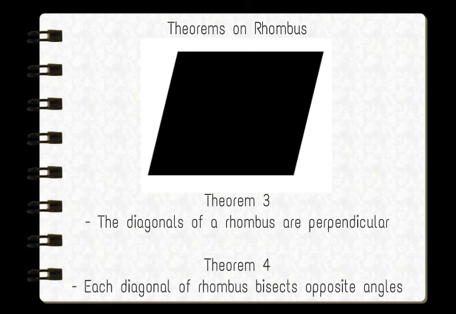Theorems on rhombus. Theorem 3. The diagonals of a rhombus are perpendicular. Theorem 4. Each diagonal of a rhombus bisects opposite angles.